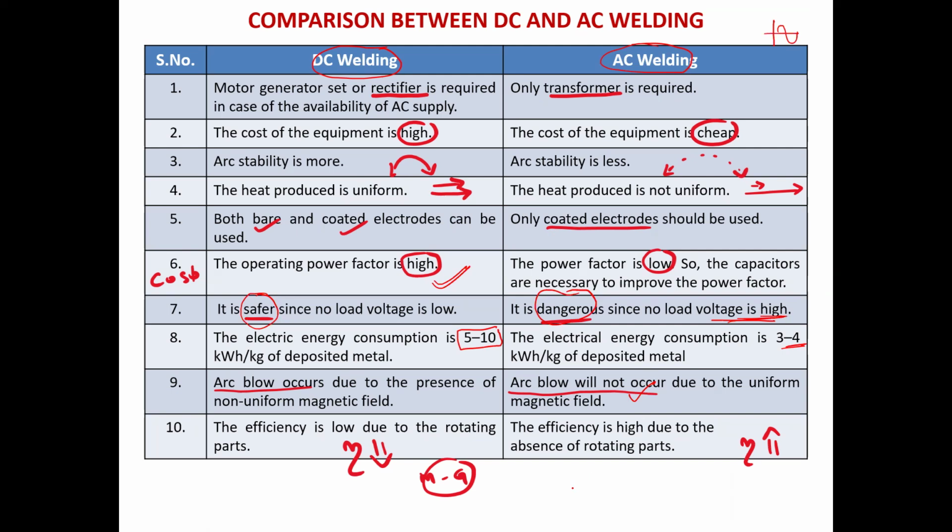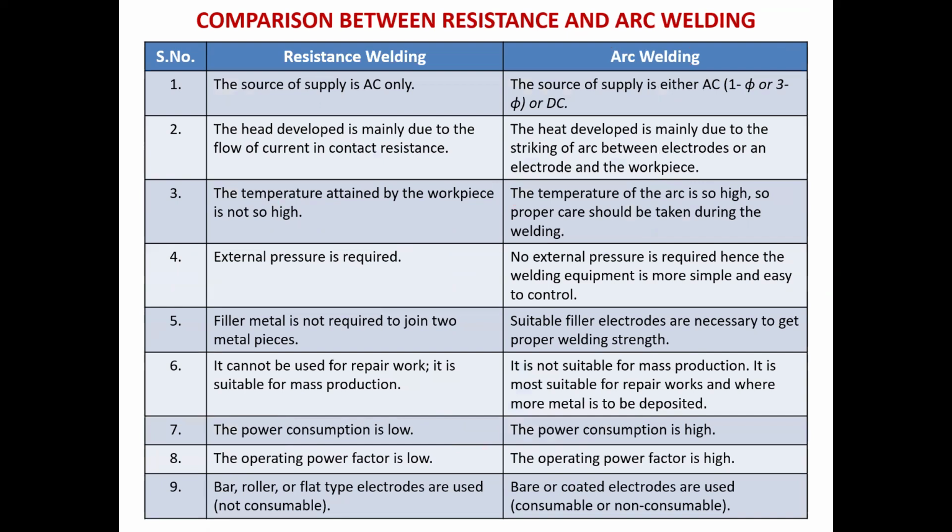Finally, we'd like to conclude with resistance and arc welding. Resistance welding is only for which supply? AC supply. This one is for both AC as well as DC. The heat developed is mainly due to what? Flow of current in contact with the resistance. What's that law? Joule's law of heating. The heat developed is mainly due to the striking of an arc between the electrode and workpiece, or else electrode to electrode. We can create some arc.